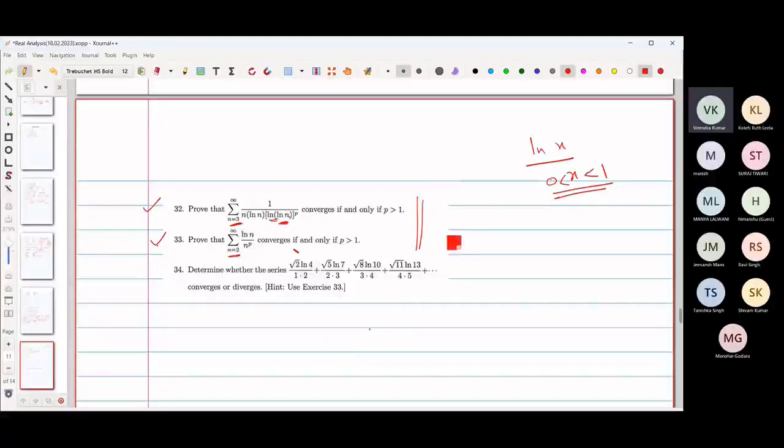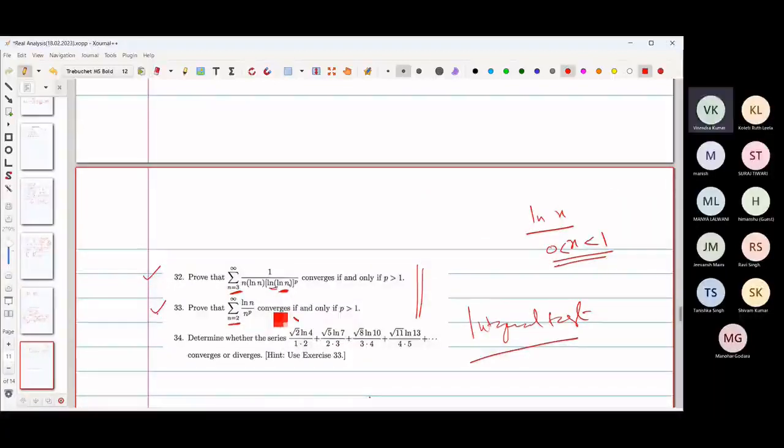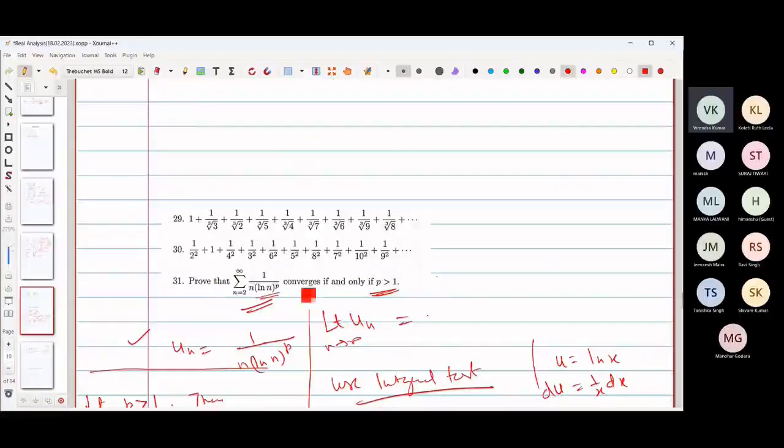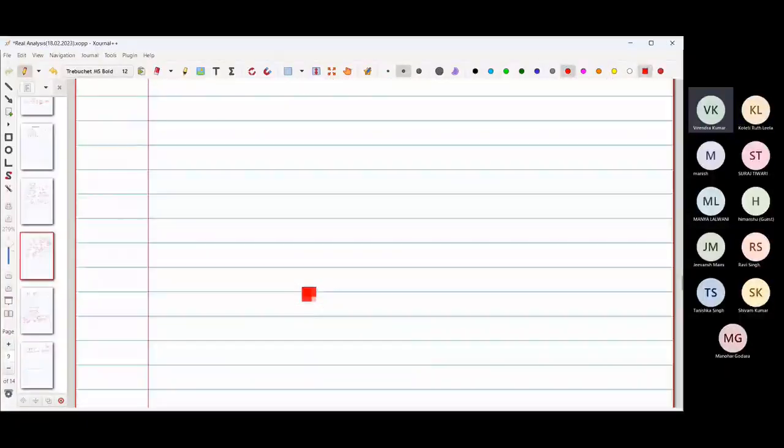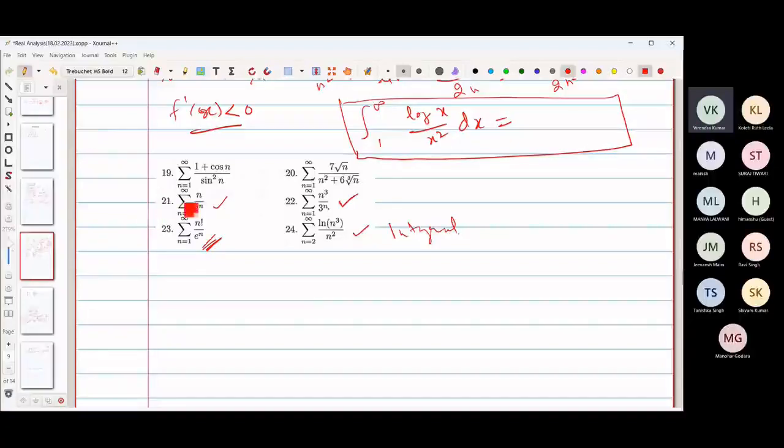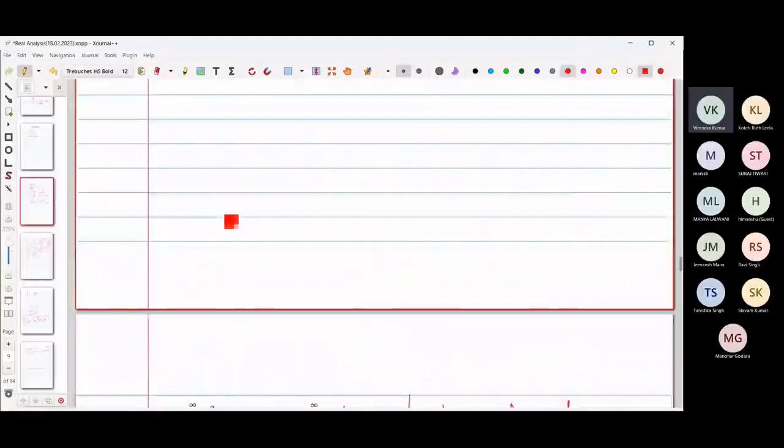यू कैन यूज हियर इंटीग्रल टेस्ट. कौन सा टेस्ट यूज करेंगे? इंटीग्रल टेस्ट. सभी इस तरीके के क्वेश्चन में. और प्लीज नोट डाउन 32, 33, 31 they are and all these question 21, 24, 19, this one. Here also you can use comparison test.